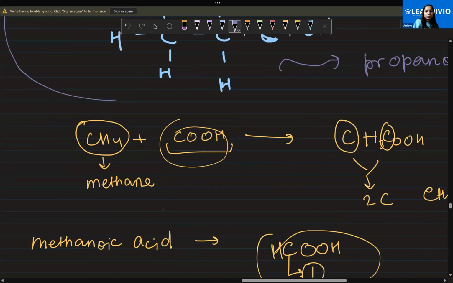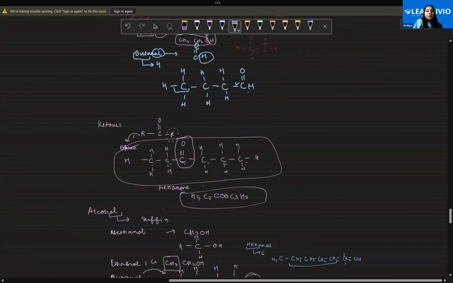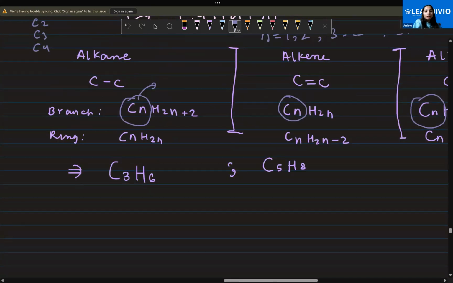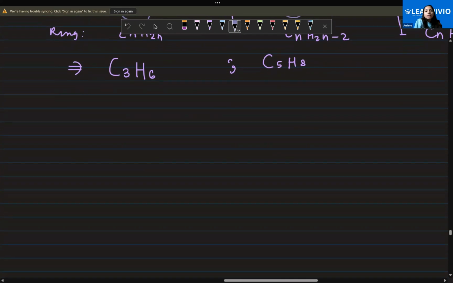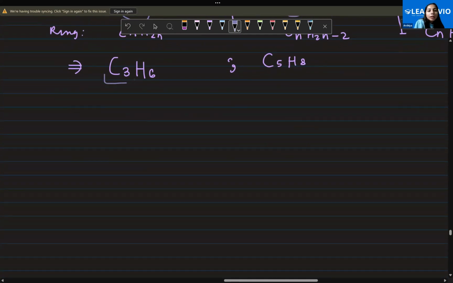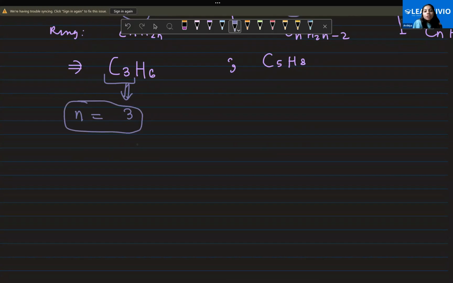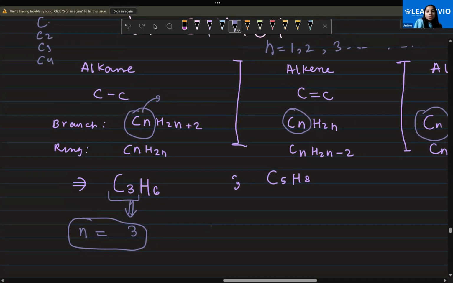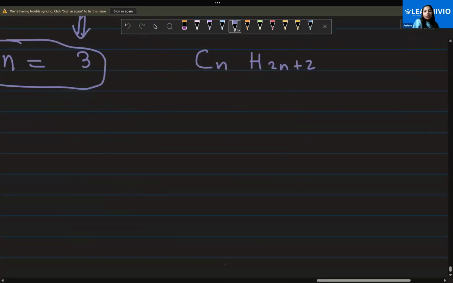Wait, where did it go? Yeah, here. So let's say I have C3H6. All right. So I know that whatever the number with carbon is, here the number is 3. That means my N will be equal to 3. Okay. So now I have got this formula for alkane, CnH2n+2.